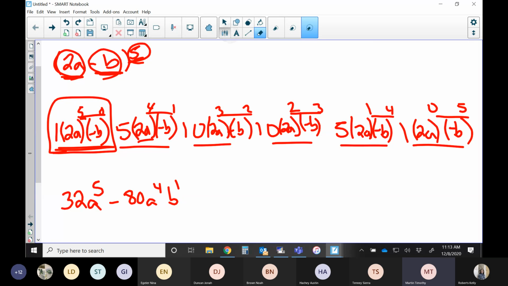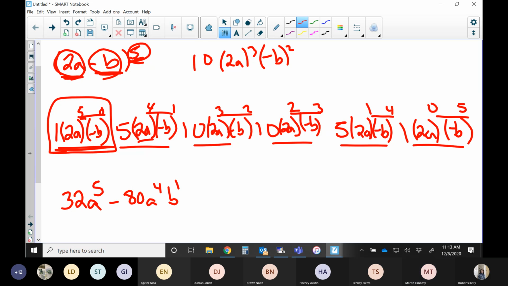All right, I'm going to do one more, and then we're going to talk about something here. 10, 2a to the 3rd, negative b to the 2nd. This is just 10. What does this 2a to the 3rd turn to? An 8. And then an 8 to the 3rd. Yep, because 2 times 2 is 4, times 2 is 8, because I'm doing 2 times itself 3 times. What happens when you have a negative b and you square it? It becomes positive. And so it's b squared.